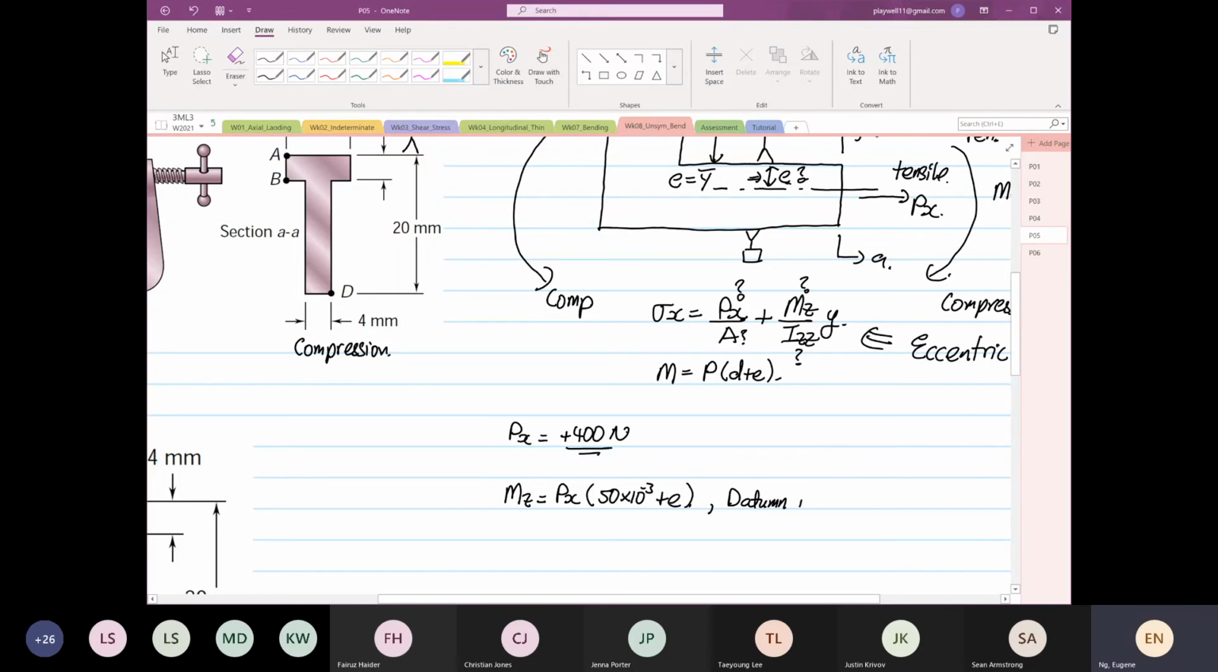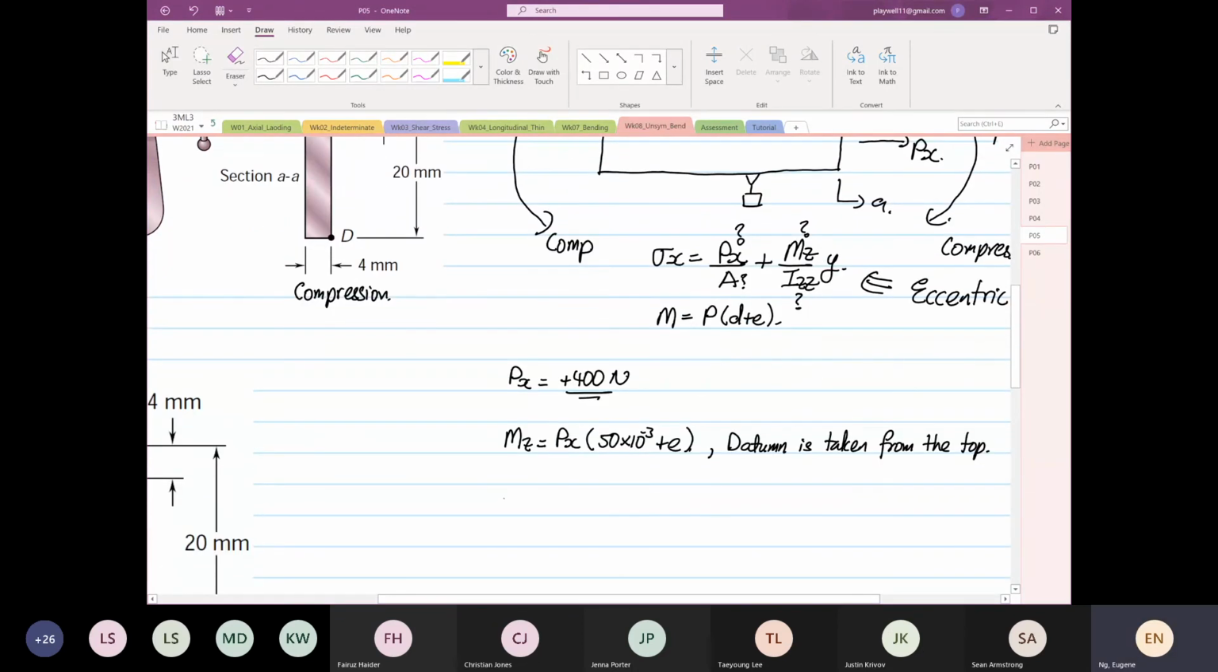And this formula is true if the datum is taken from the top. If you were to take the datum from the bottom, then the formula is like that: 50 times 10 to the power minus 3, plus P times 0.02, minus P times E.